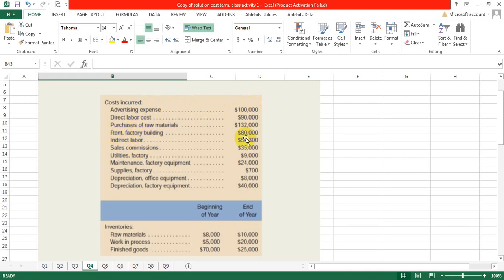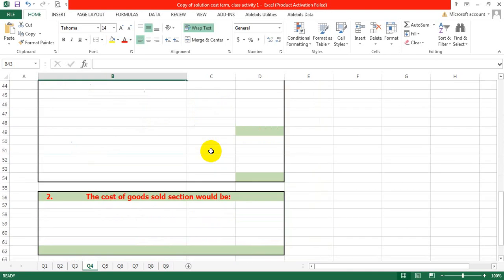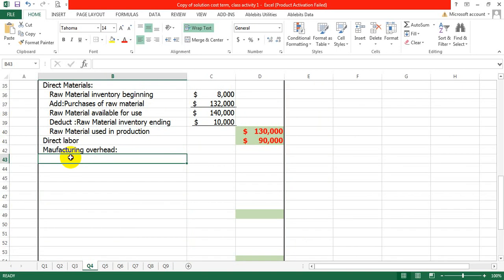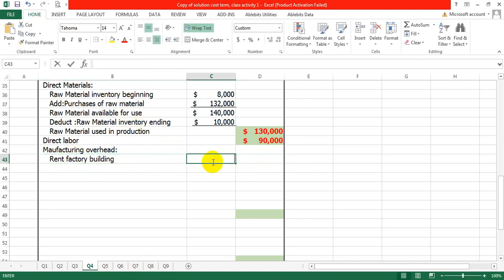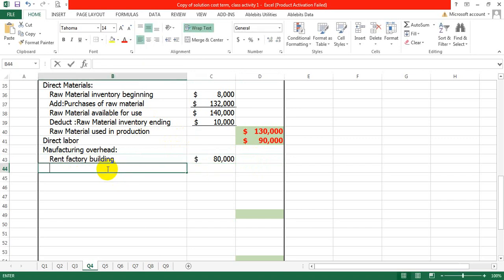Rent, factory building: these two values we have already taken, that's why I left. Rent factory building, 80,000. Yes, this is a part of manufacturing overhead. Rent of factory building, obviously it is a part of manufacturing overhead, right? 80,000, that is given in the question.